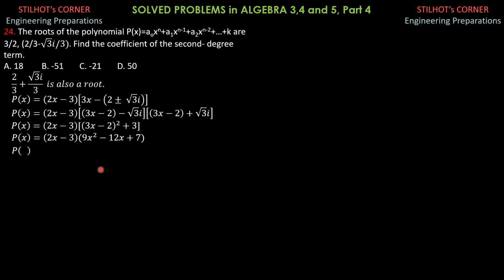Distribute, p of x is 18x cubed minus 24x squared, 2x times 7 plus 14x. Negative 3 times 9x squared is negative 27x squared. Negative 3 times negative 12x is positive 36x. And negative 3 times 7 is negative 21. Combining like terms, p of x is 18x cubed minus 51x squared plus 50x minus 21. Therefore, the coefficient of the second degree term is negative 51.